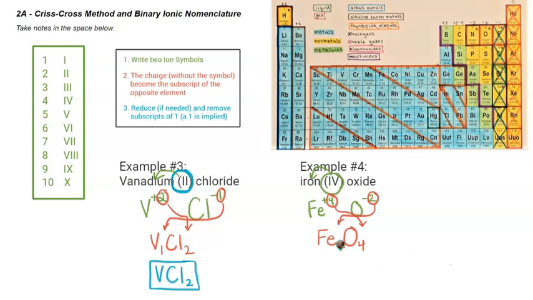So 2 and 4 are both divisible by 2. So we can simplify our formula by dividing by 2, and that gives us Fe1 O2. But we know that we don't show a 1 in chemistry because it's implied, so we'll simplify our final answer to just read FeO2.